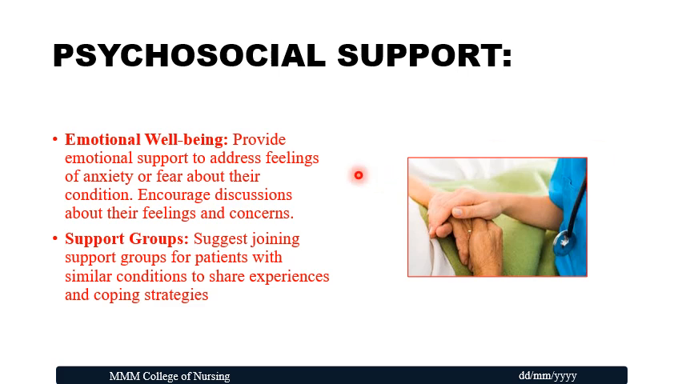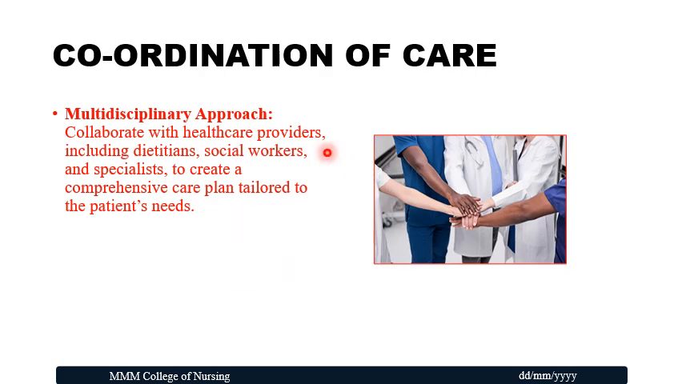Keeping psychological support in mind, emotional well-being is very important. Provide emotional support to address their feelings of anxiety or fear about their condition. Encourage discussions about their feelings and concerns, and use open-ended questions. Support groups: suggest joining support groups for patients with similar conditions to share experiences and coping strategies while they are fighting this immunocompromised state.